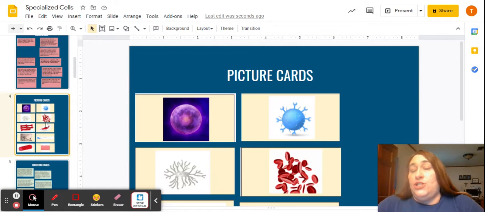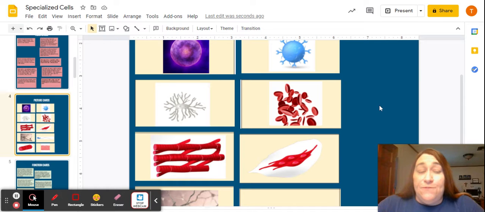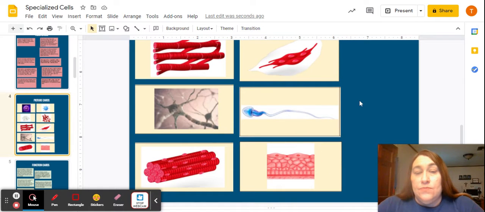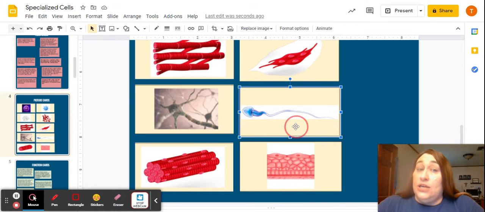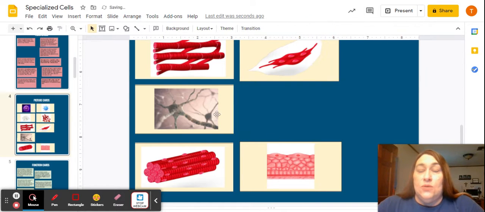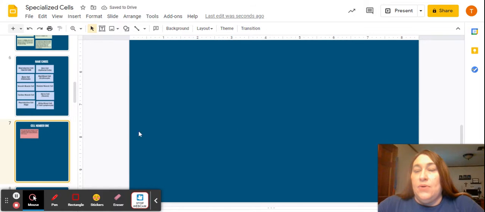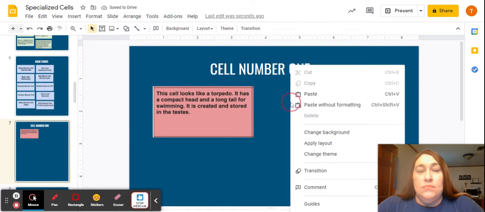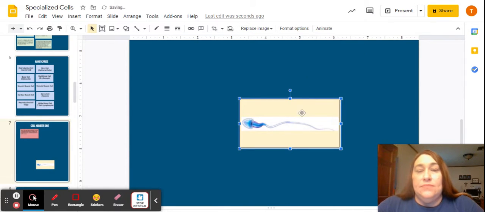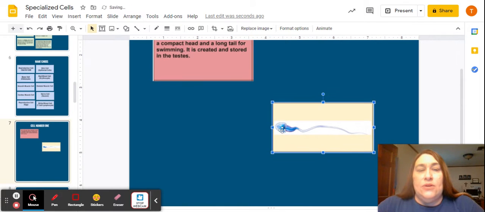Well, I'm going to look at the pictures next, and I'm going to see if the form that I just read about looks like any of these pictures. And there we have it. This cell has a compact head and a long tail, and it looks like it's good at swimming. So I'm going to cut that. I'm going to bring it down to cell number 1, and I'm going to paste it. Let me scoot these a little bit closer together.